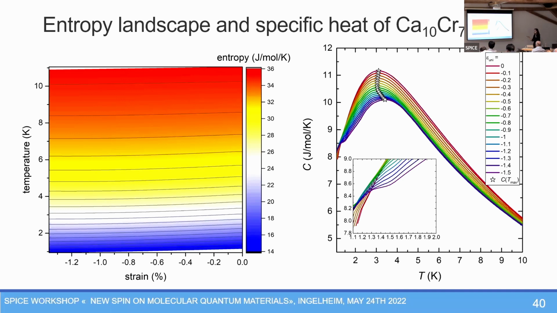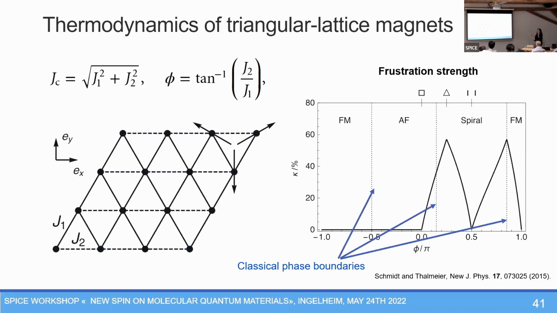Now, in order to put that into context, it is interesting to have a look at theoretical calculations of the thermodynamics of triangular-lattice magnets. Here I'm referring to work by Burkhard Schmidt and Peter Thalmeier, who parameterized the triangular lattice in terms of an effective coupling J_C, as well as an anisotropy parameter phi.